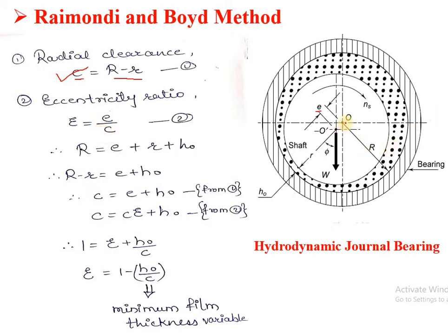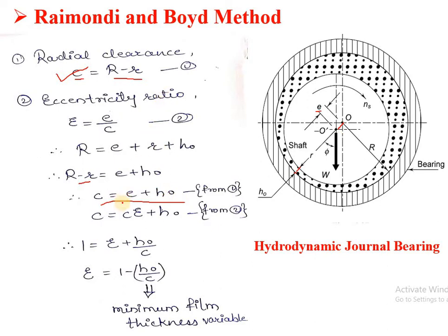Now from the diagram you can see over here, from this point to this point there is a total R. So capital R can be written as small e plus small r plus h0. Now this can be written as R minus r equals e plus h0. Now from equation number 1, R minus r can be written as C. So C becomes e plus h0.